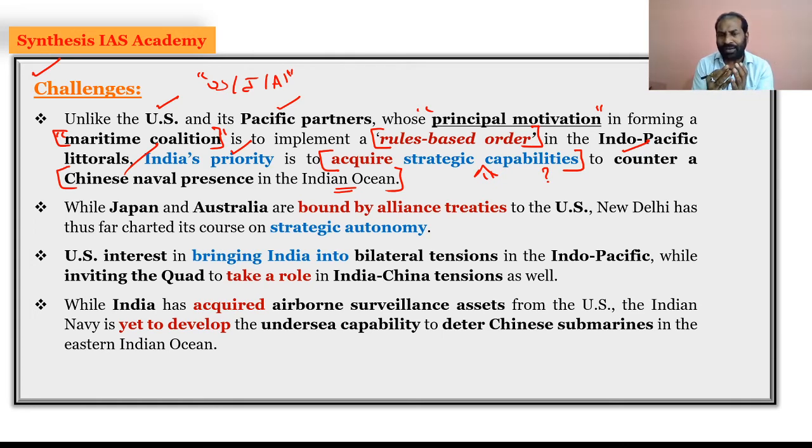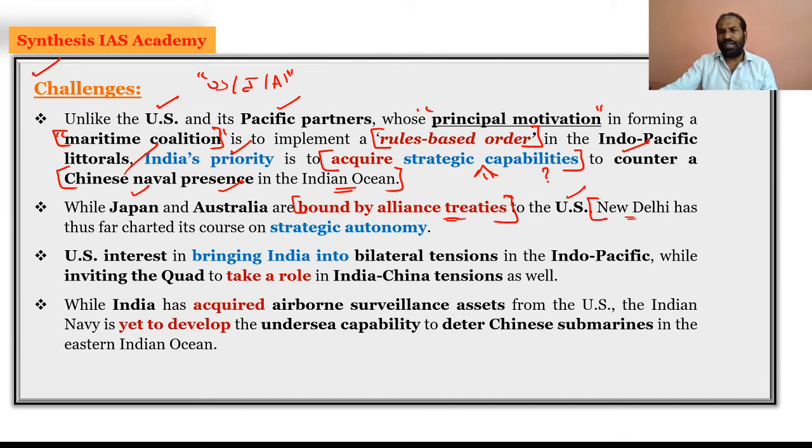So in the midst of acquiring strategic capabilities, can India go ahead with fulfilling its priority while trying to be part of the Quad, or will the US again dominate in the Indo-Pacific region? And while Japan and Australia are bound by alliance treaties with the US, they have their own boundaries in regard to being part of the Quad.